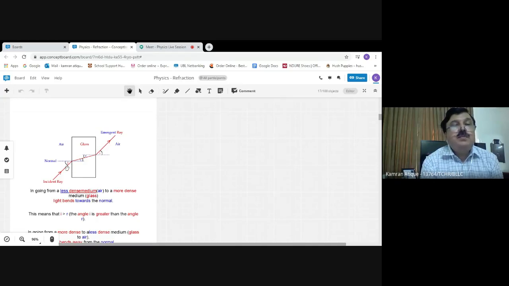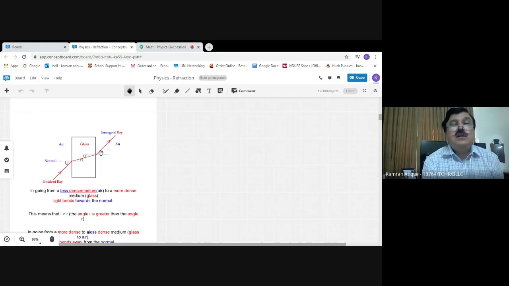By using the pin 1 position here and the pin 2 position here, these are actually the two points which were encircled by us during the experiment. By using those two point positions, we can plot a straight line and extend that incident ray of light up to the boundary line separating air and glass. It means this particular point of incidence will also be obtained. Then at that point of incidence, we can plot the normal line, which has also been shown here.